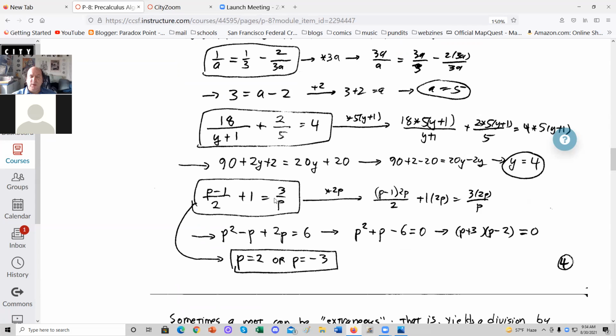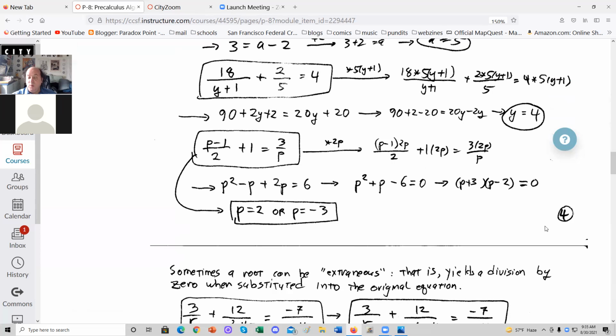p minus 1 over 2 plus 1 equals 3 over p. Denominators are 2 and p, so multiply throughout by 2p. (p minus 1) over 2 times 2p plus 1 times 2p equals 3 over p times 2p. Here the 2s cancel, here the p's cancel, and you get p squared minus p plus 2p equals 6. After some transposing and combining terms, you get p squared plus p minus 6 equals 0. This factors into (p plus 3) times (p minus 2) equals 0.